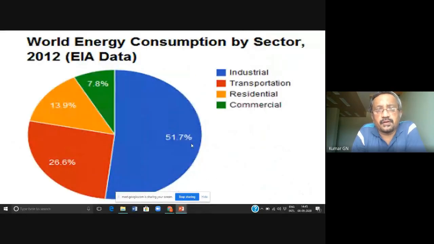So with respect to world energy consumption by sector, there are four important sectors, including industry, transportation, residential, and commercial. In industry, you can observe 51.7%, including the automobile industry and other allied industries. Transportation, you are already familiar with.